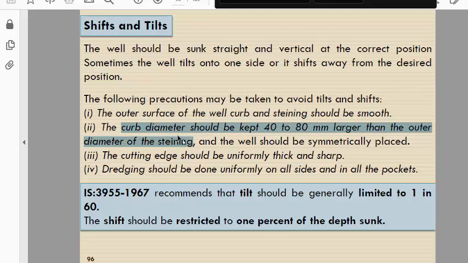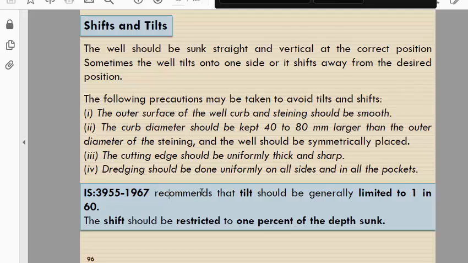Using that recommendation, the well is symmetrically placed and goes down properly vertically, and the cutting edge should be uniform, thick and sharp. It's a simple point. The cutting edge should be uniform and sharp, and the dredging should be uniform on all sides in all the pockets. Dredging means we pull the material out, applying force equally on the outside, so that our well properly penetrates into the ground.